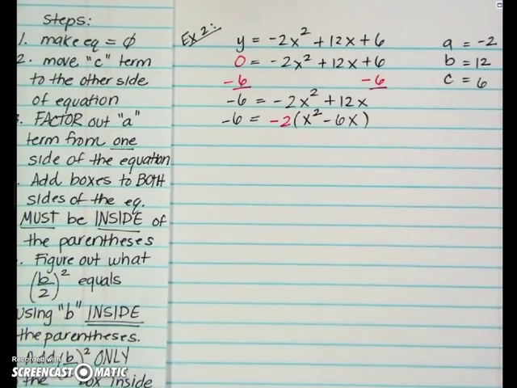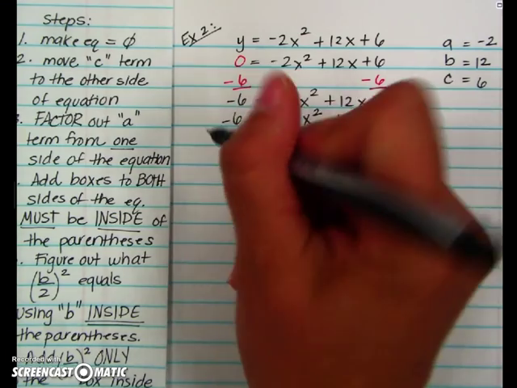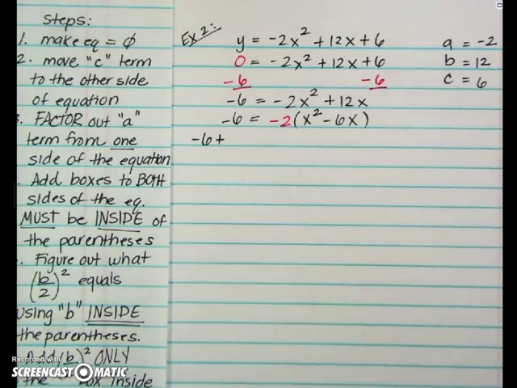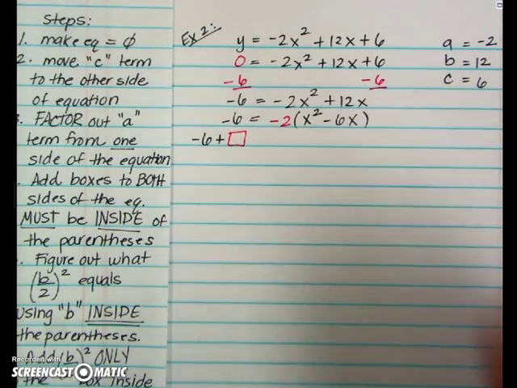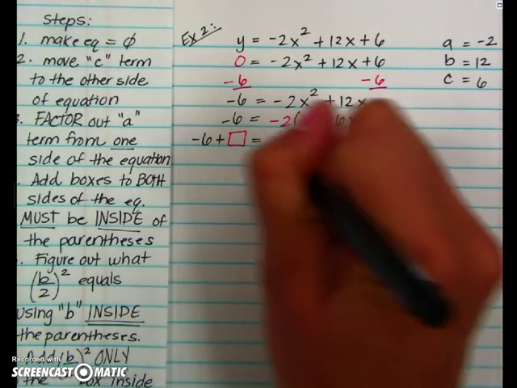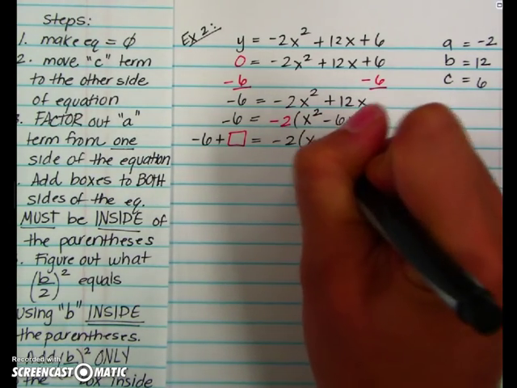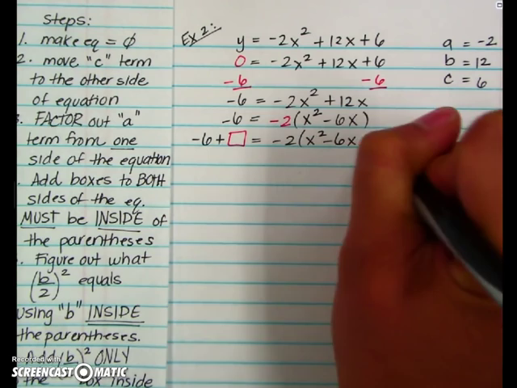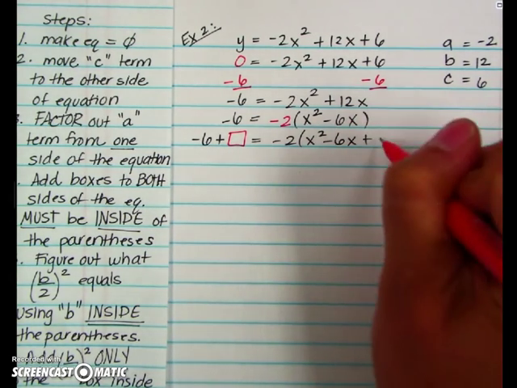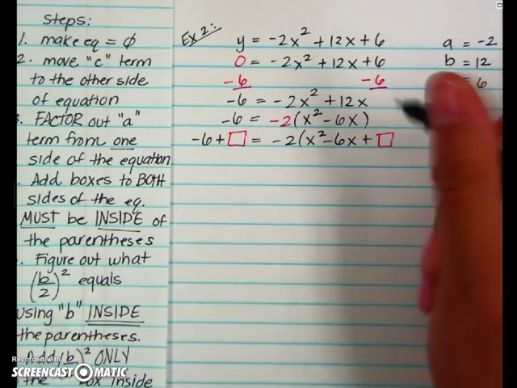Okay, so I factored out a -2 from one side of the equation, so the other side of the equation stays the same. And then it says add boxes to both sides of the equation. So I'm going to put -6 plus, and then a box, equals -2 parentheses x squared minus 6x plus the box, and then close the parentheses.